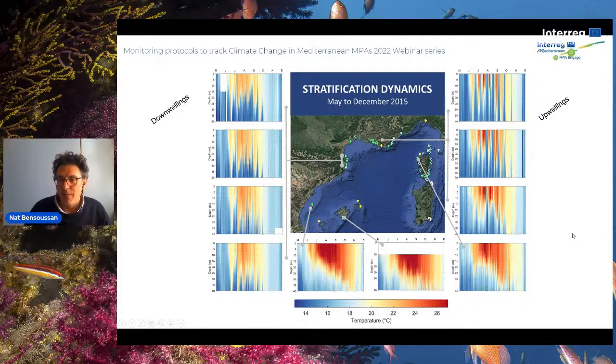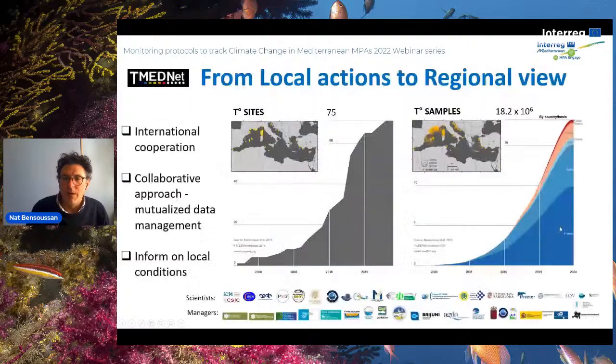So temporal information, synoptic view, and again, building this regional view from local actions is the main objective of this network. Through international collaboration, a collaborative approach with mutualized data management to inform on local conditions, but also at broader scale.